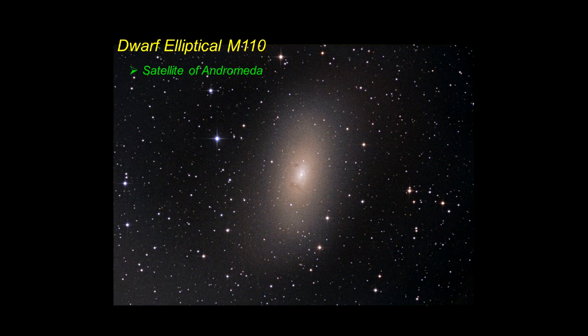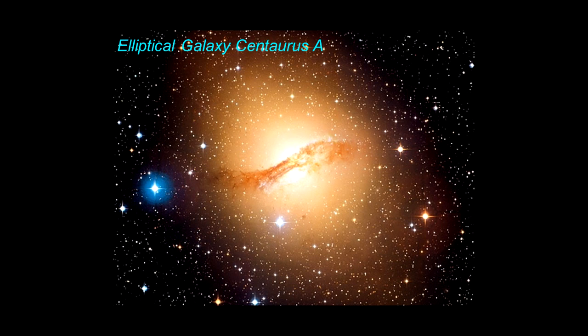Here's a dwarf elliptical. It's a satellite of Andromeda, M110. And the elliptical known as Centaurus A, it's kind of strange. You've got a thick dust lane, which is very unusual, probably from a collision event we'll discuss a little later.